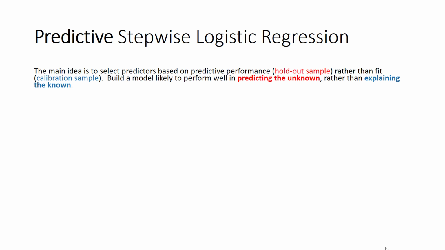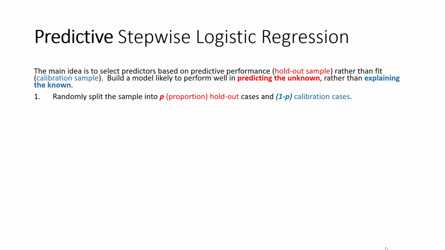Again, the main idea is to select predictors based on predictive performance, how the model produces predictions in a holdout sample rather than fit in a calibration sample. And the goal here is to build a model that's likely to perform well in making predictions of the unknown rather than explaining the known, explaining your calibration data. And I'm going to go over the steps in this fairly intuitive process.